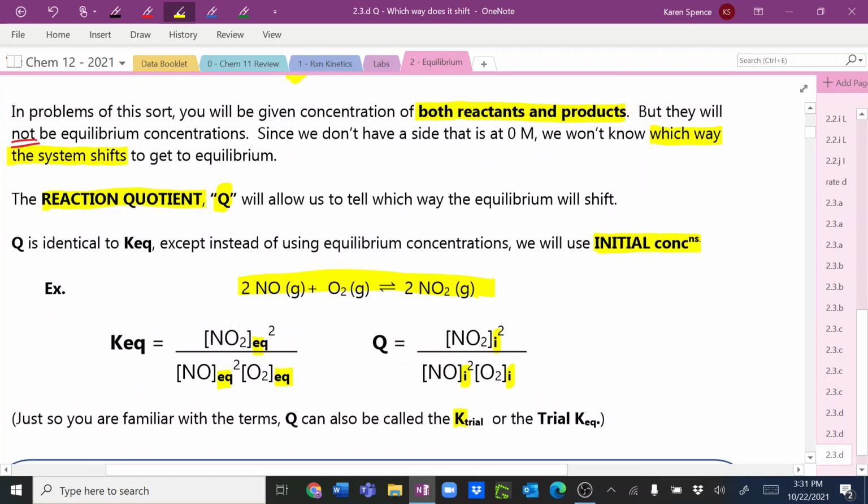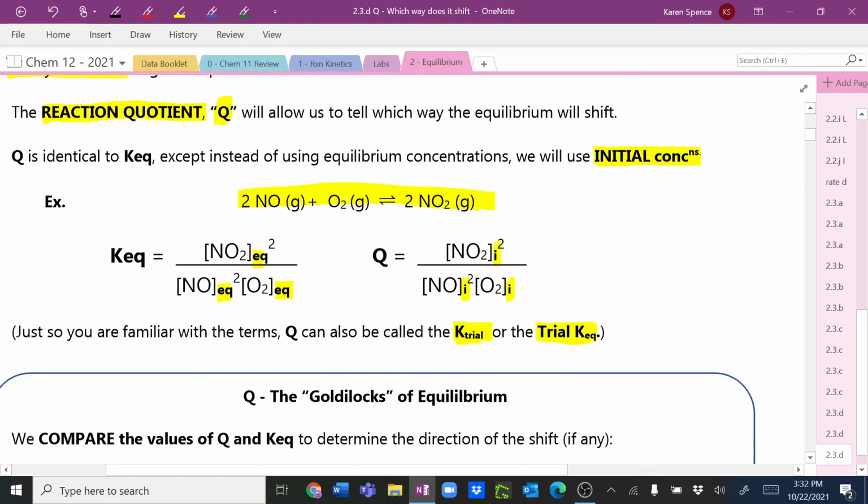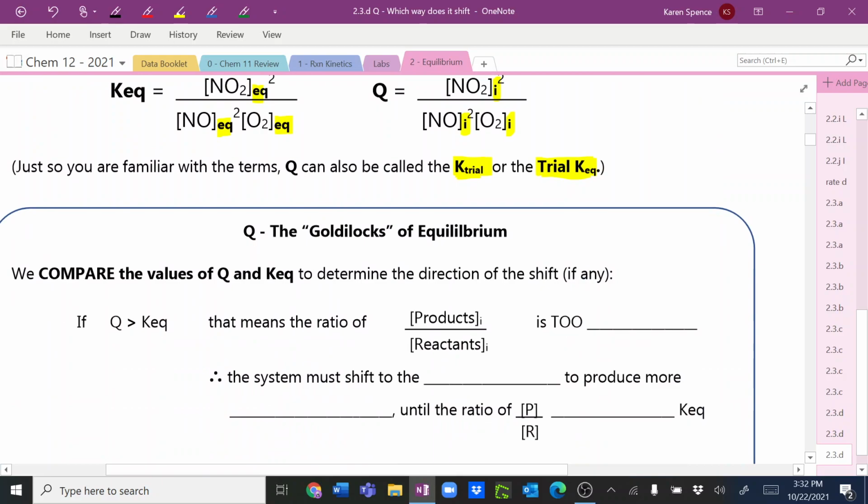Q can also be called the K-trial because it's like we're trying out something and seeing how it relates to the KEQ, or it can be called the trial KEQ. Now, how does this all work? Well, Q is like the Goldilocks of equilibrium. It can either be too big, it can be too small, or it can be just right. And by telling which of these things it is, we can tell which way the equilibrium is going to shift.